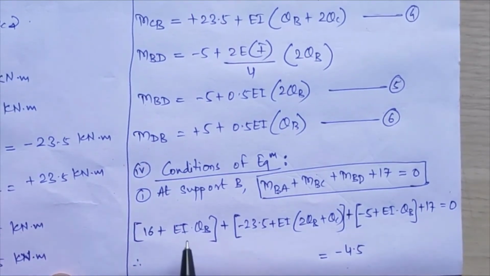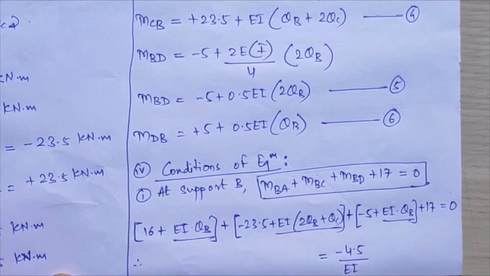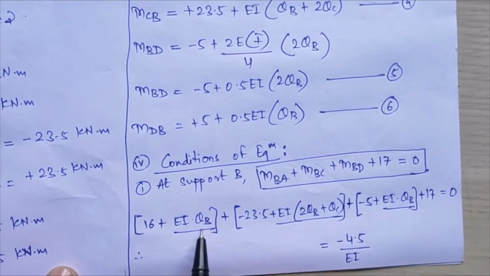Then now I have to see the theta terms, these three terms. From all these three terms I am taking EI common, and that EI will get divided into this equation. So I'll see for the first theta B term. Here you have 1 theta B, here you have 2 theta B, here you have 1 theta B.